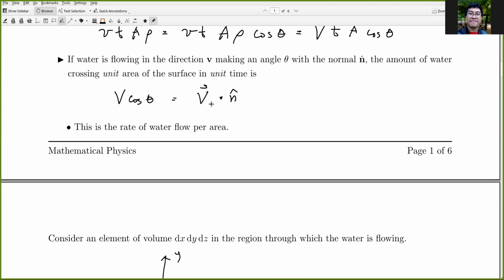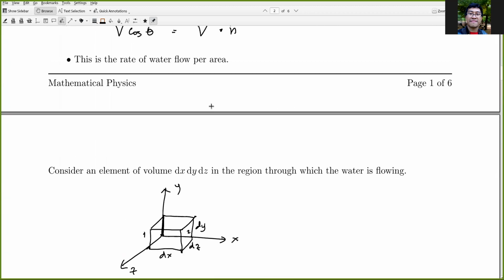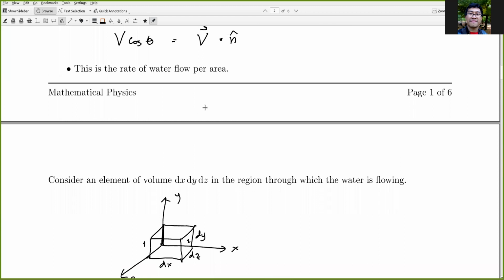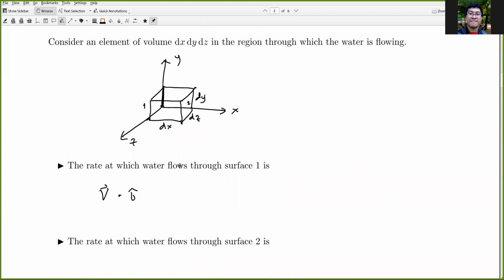So this is the rate of water flow per area. We are looking for water flow on the specific area, so we multiply this with the area. The area is dz times dy, or dy times dz. What is V dot I? V dot I is Vx, that's the x component, dy dz. So this is at surface 1.